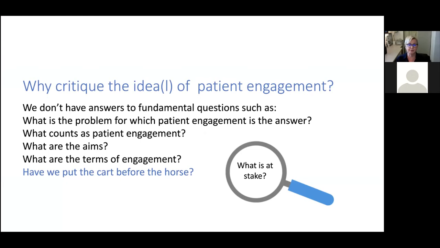Again, I'm sure if we opened the chat, there would be many comments that we could all generate about what we think might be that problem. But in some cases, in specific instances of patient engagement, perhaps we could and should be more clear about what problem is specifically being addressed. Even things like what really counts as patient engagement.